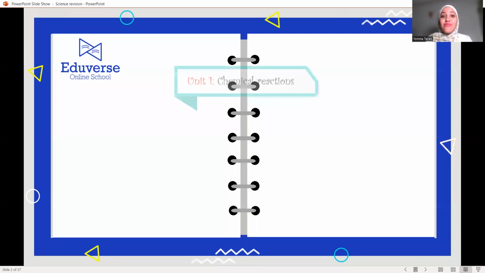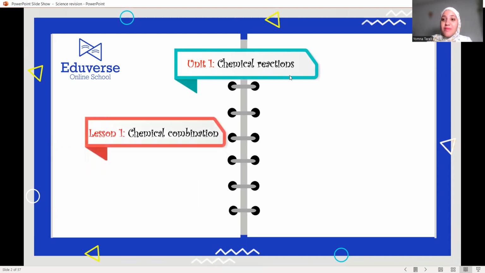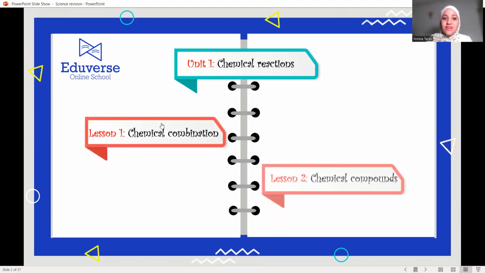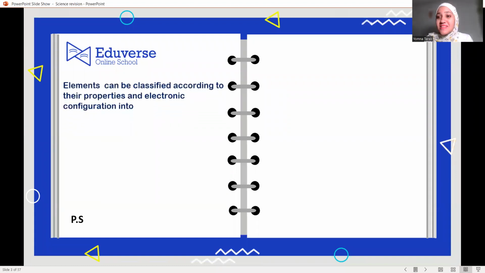As you know, we have 3 units. Let's begin with Unit 1, the chemical reaction. Lesson 1, chemical combination. So, first, let's talk about elements. As you know, we have a lot of elements on Earth, and every group of elements are held together according to their properties.